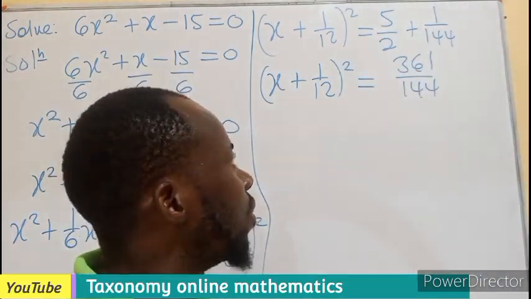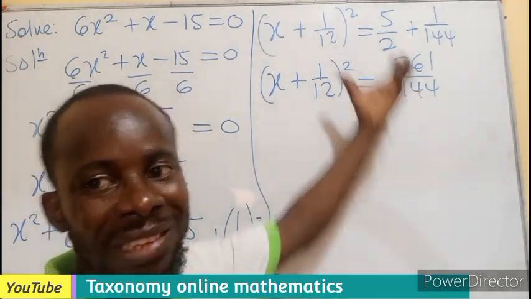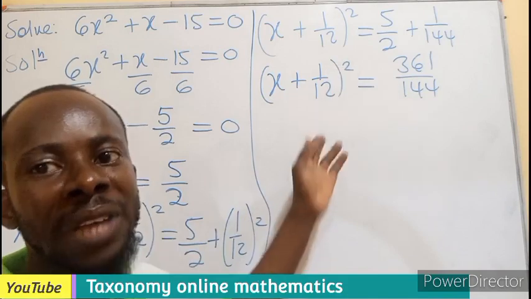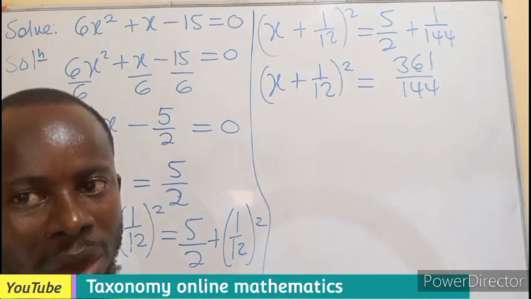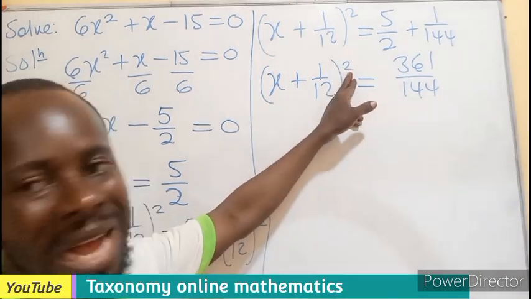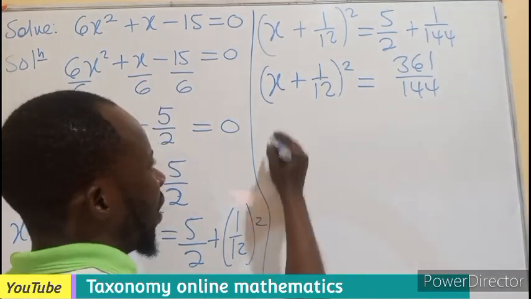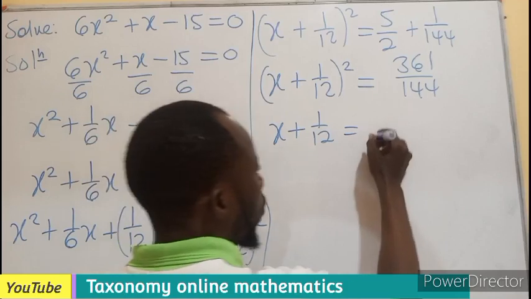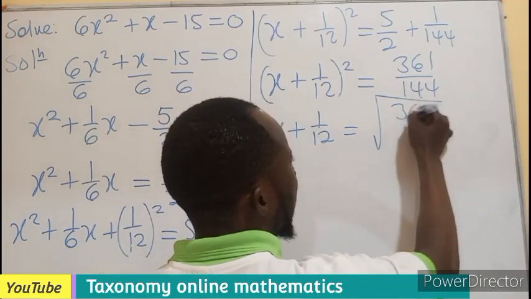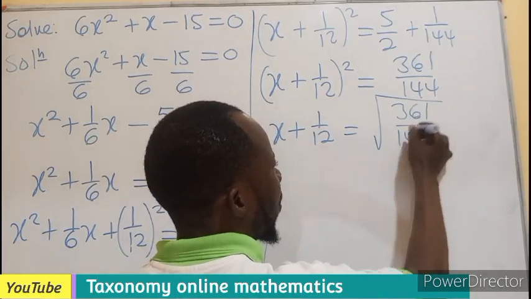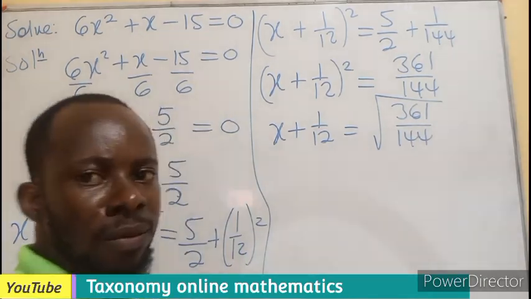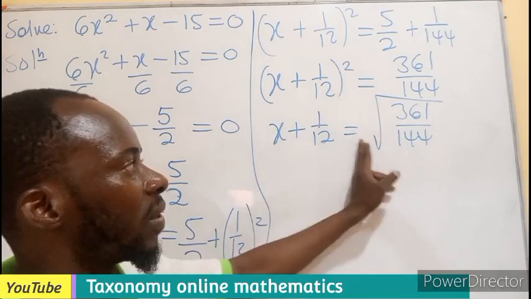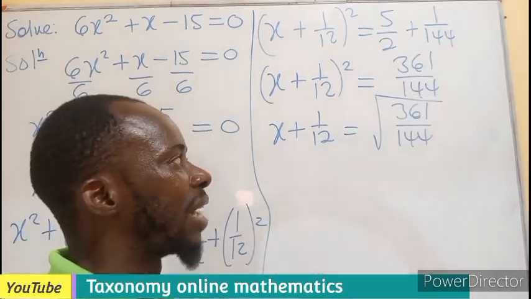All right. So now we have this. We get a single term at the right. Then find the square root of both sides, in order to cancel this. So that will give you x plus 1 over 12 equals the square root of 361 divided by 144. If you find the square root of this, the square cancels. It will be at the right hand side.